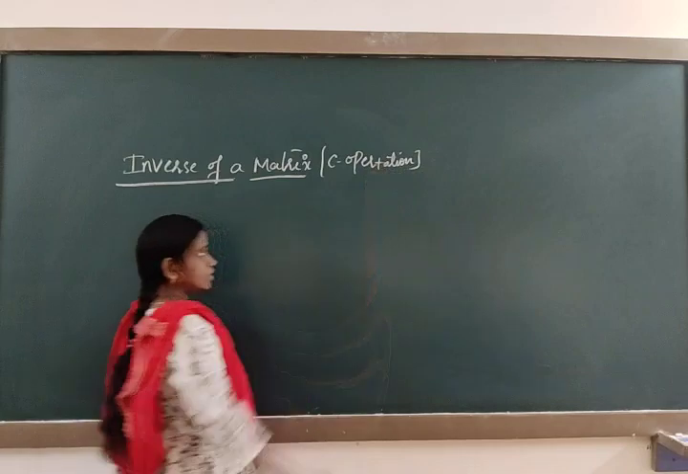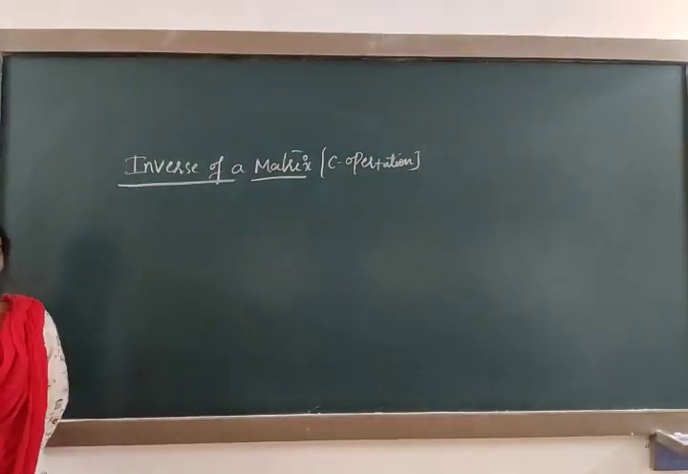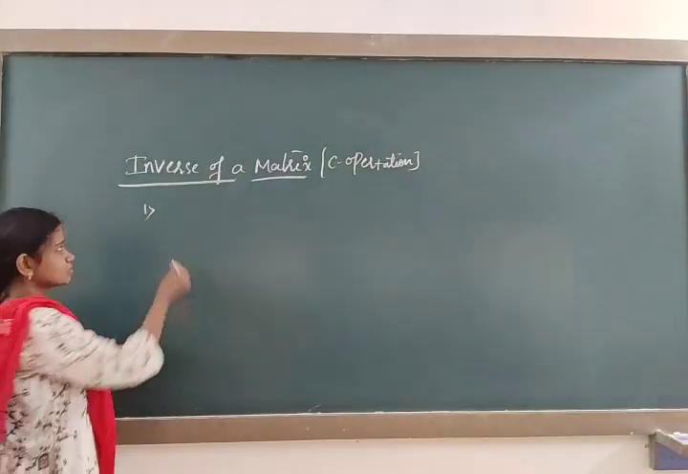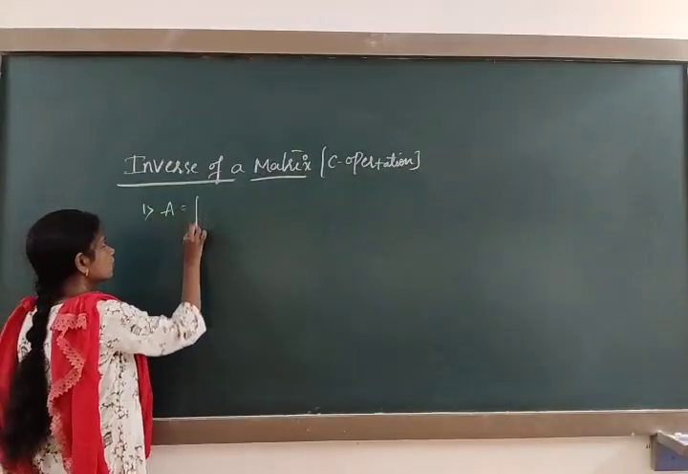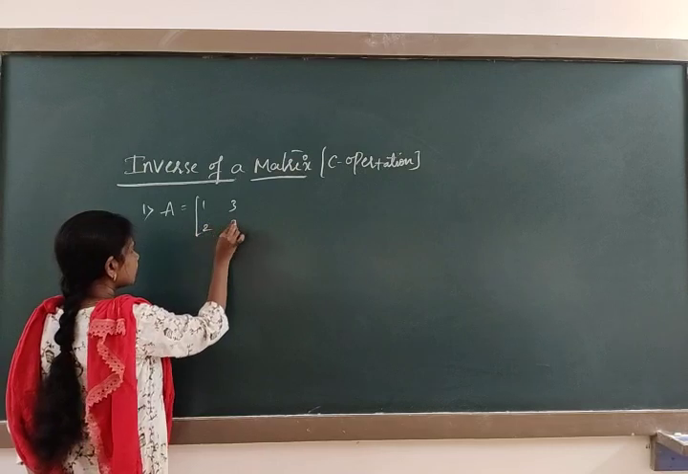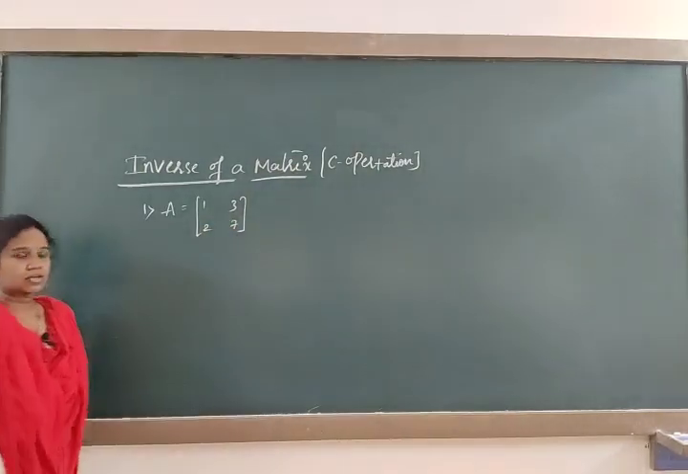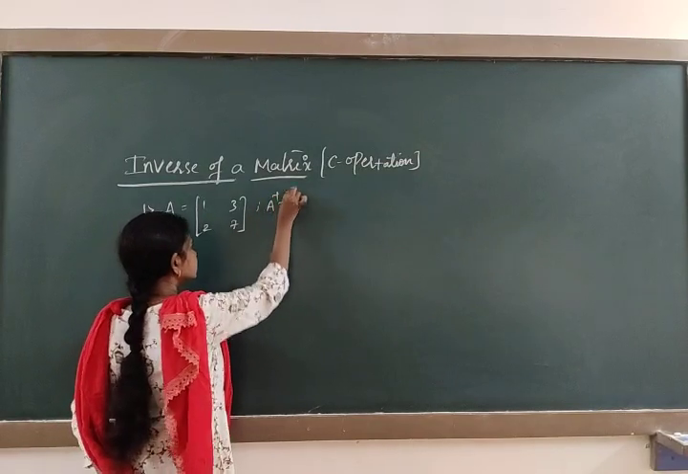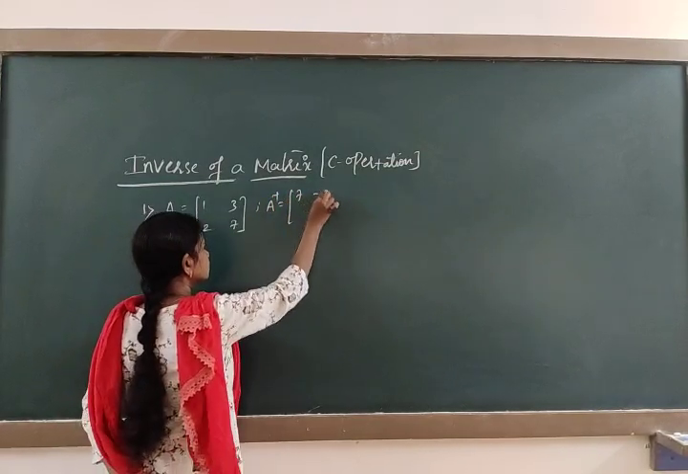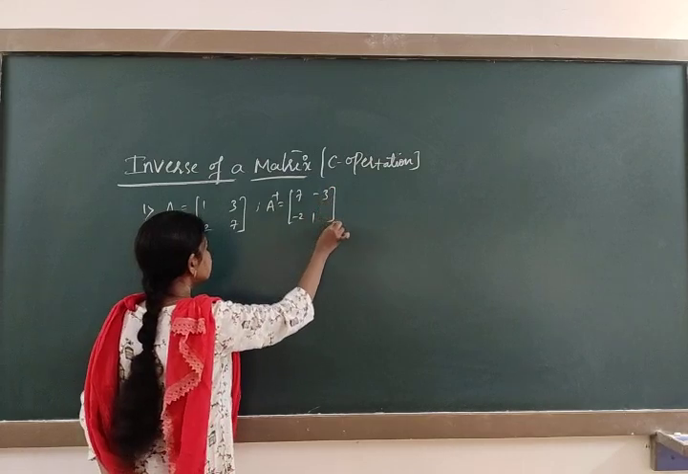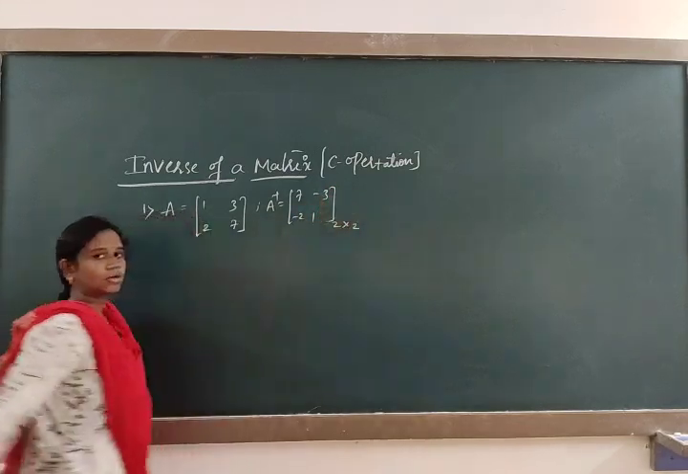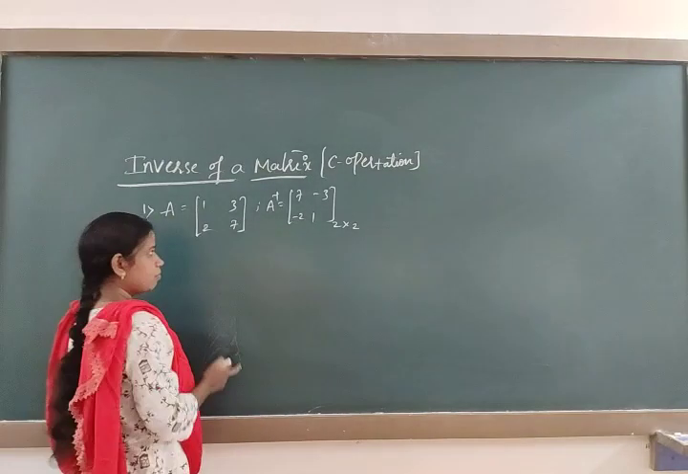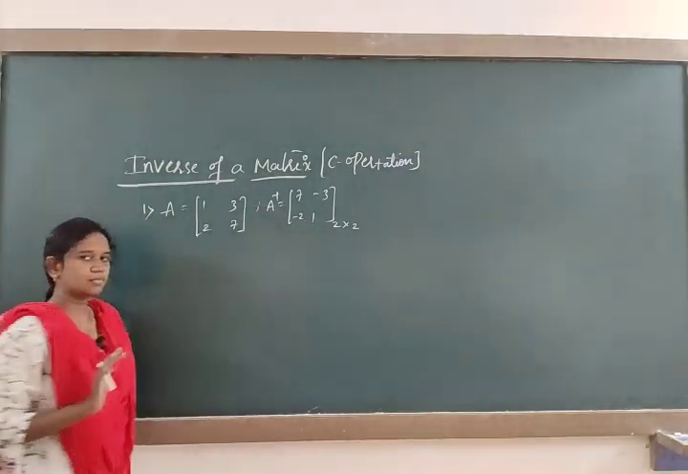So I will write C operation, which means I will take the column operation. Yesterday's last class problem was A is equal to [1 3; 2 7], and its inverse I also gave. A inverse is equal to, this was the inverse from the last session. Now in today's session we are going to see the column operation, and with the help of columns also we have to get the same result.